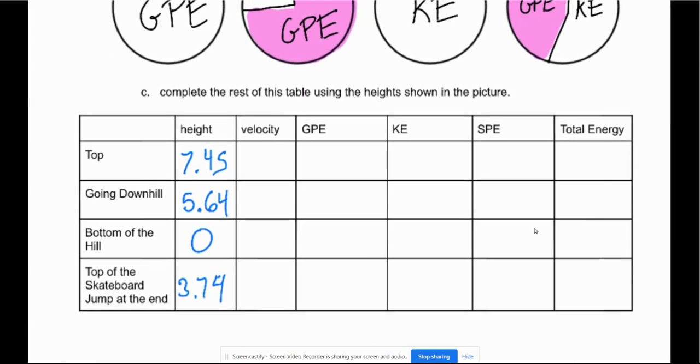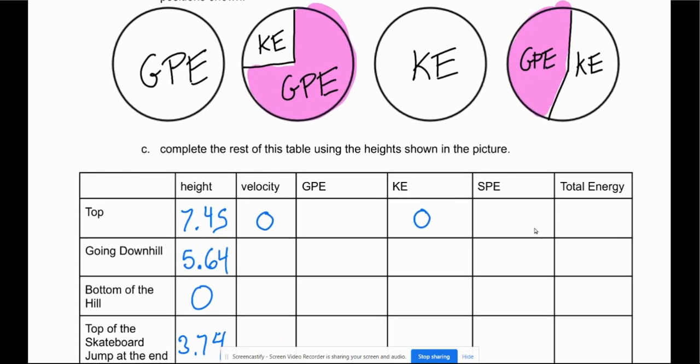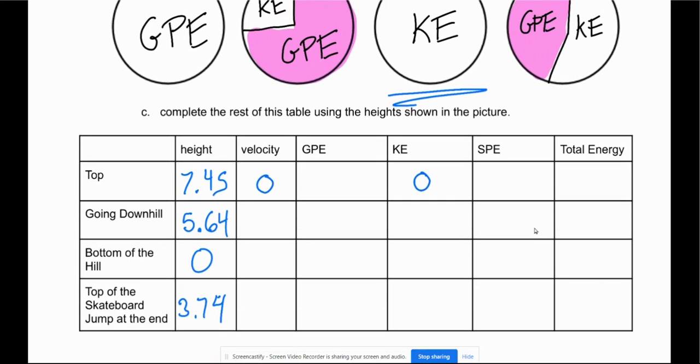Okay. At the top, he was not moving. Therefore, my kinetic energy will be 0. At this one here, the height is 0. Therefore, my gravitational potential energy is 0. And I think that's almost everything. The only other thing to note, I'm going to make this line a little thicker between the energies and the other stuff, is that there's no springs. So we don't have any energy stored in the springs. So all of these spring potential energies will be 0.